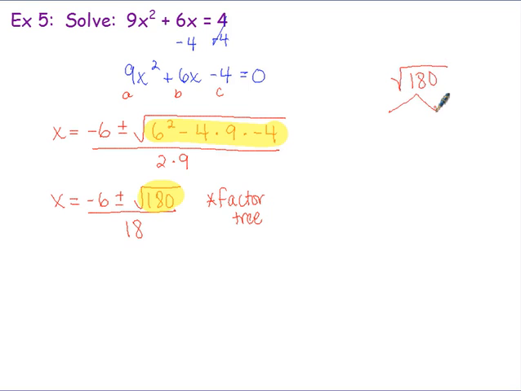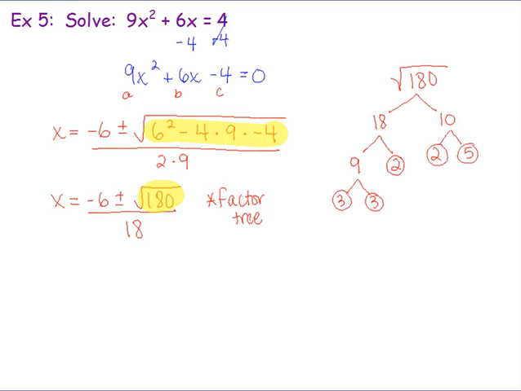Well, there's a lot of ways of starting this. I like 18 and 10. Neither of those are prime. 18 is 9 and 2. 2 is prime. 9 is 3 and 3. Those are primes. And 10 is 2 and 5, and those are primes.